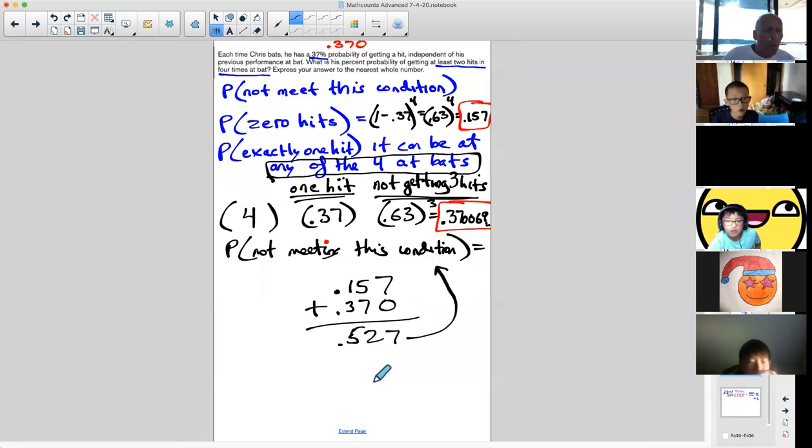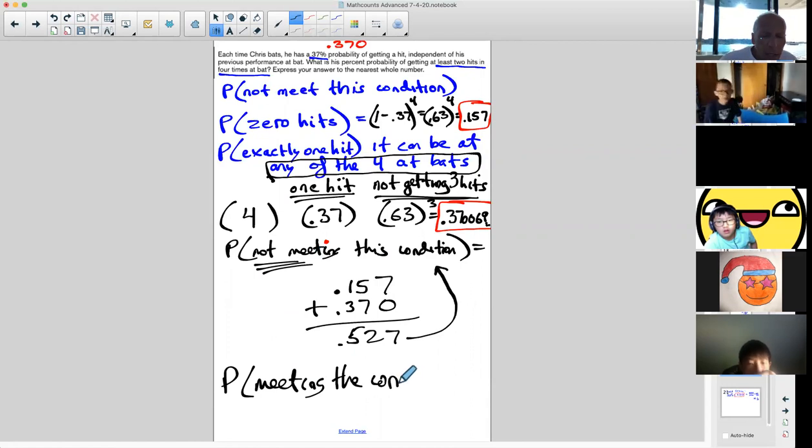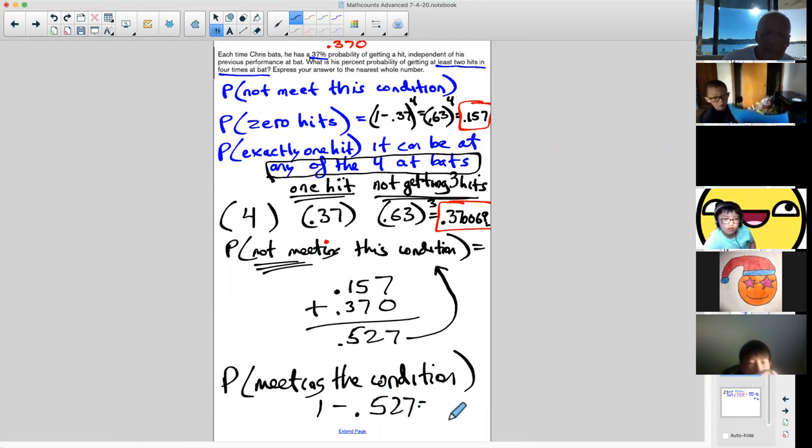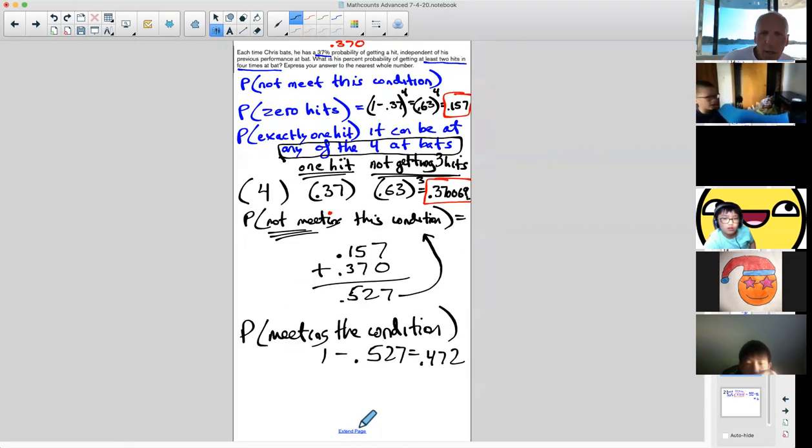Now, Audrey, I'm going to ask one more time. I would hope that you can answer me. What is the probability of actually meeting the condition? If the probability of not meeting the condition is 52.7%, what's the probability of meeting the condition? 1 minus the 0.527 number. And that's exactly right, giving us what, guys? 0.473. And they wanted us a percent to the nearest whole number, which is what?